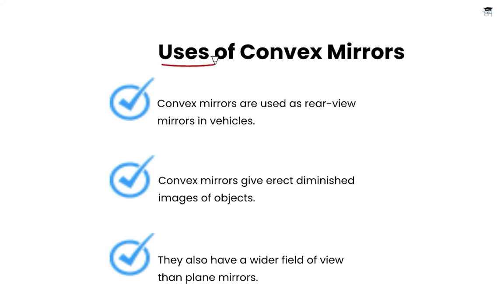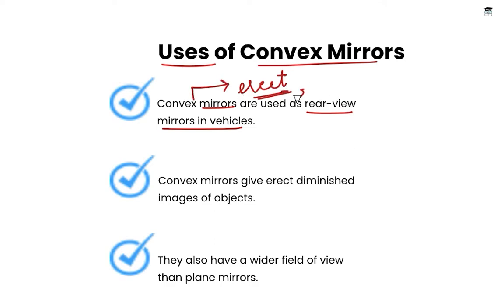So next is uses of convex mirrors. Convex mirrors are used as rear view mirrors in vehicles. All of you must have seen rear view mirrors in vehicles like cars and bikes. It is important for the mirrors used as rear view mirrors to form erect images. Just imagine that the car or the truck which is coming behind your car is inverted. It would cause a lot of issues. So it is important that the mirrors we use as rear view mirrors form erect images, and convex mirrors form erect images.